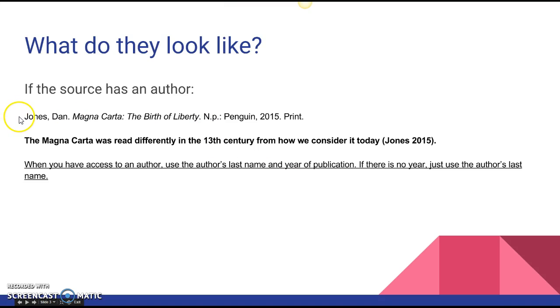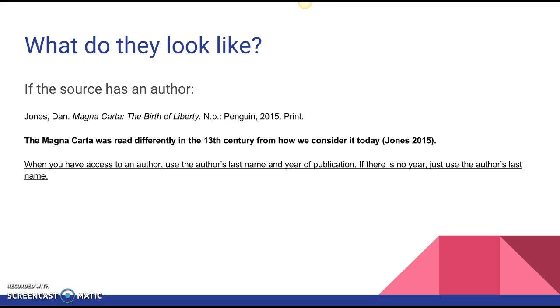Let's say that this citation here is in your works cited list, and you always want to start with the full citation from your works cited list. If there's an author, it's easy. You take the author's last name and the year of publication. It goes in parentheses at the end of the sentence and before the period in the sentence that contains the fact that you need to give credit for.